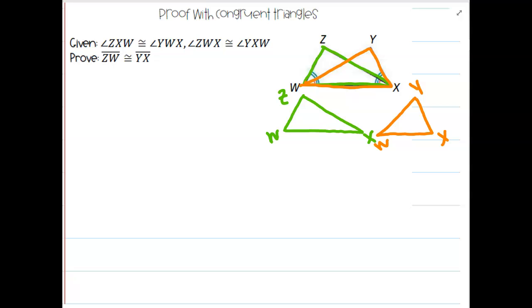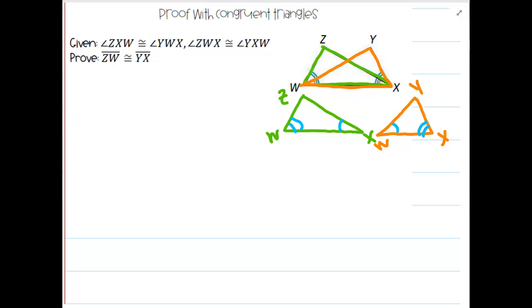Now when you go to mark your diagram, we do have everything in the given. They tell me that angle ZXW is congruent to angle YWX. And it says angle ZWX is congruent to angle YXW.